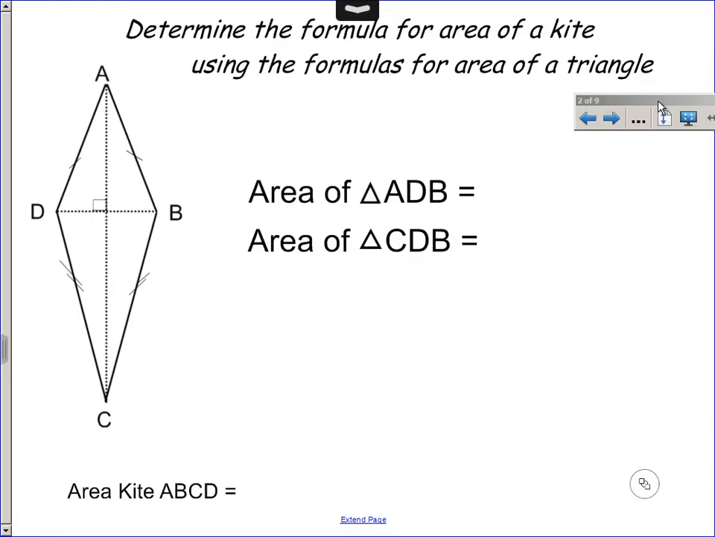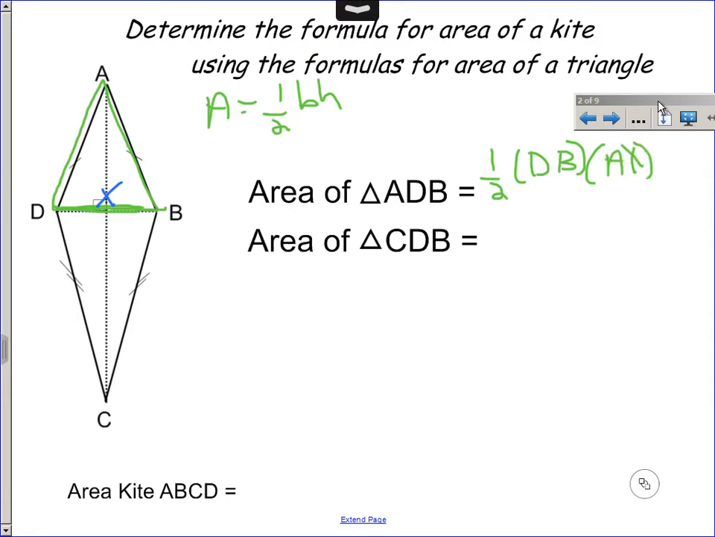So let's explore what the formula would be for the area of a kite. And to do that, we're going to use the formula for the area of a triangle. So if we look here, we see that we have two triangles, ADB. The area of a triangle equals 1/2 the base times the height. So I take 1/2, and the base is DB, times our height. Let's just put an X value here so we can track this. So our height here would be AX for this green triangle.